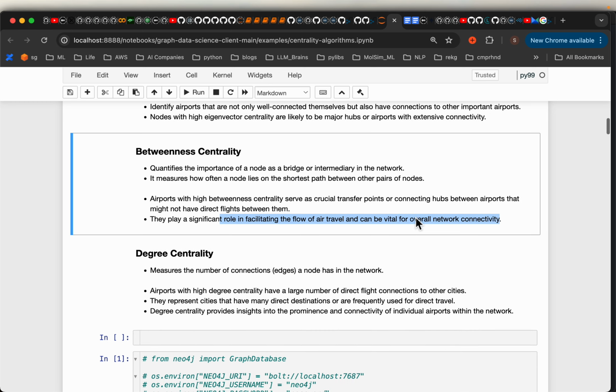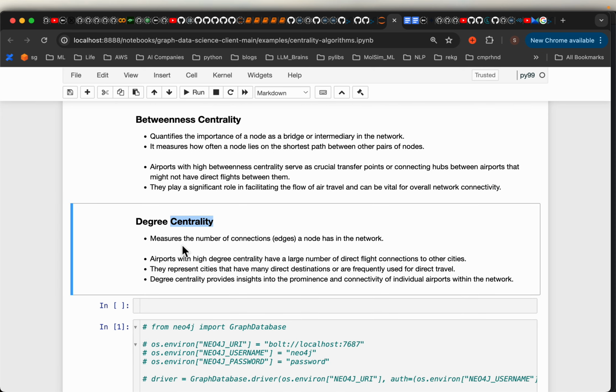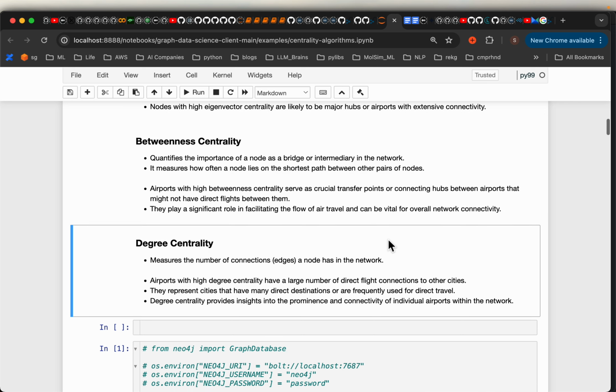Okay. All right. And then finally, degree centrality is as simple as counting which cities have the highest number of direct routes, right? It measures the number of connections or edges a node in a network has. Okay, that's pretty much it.